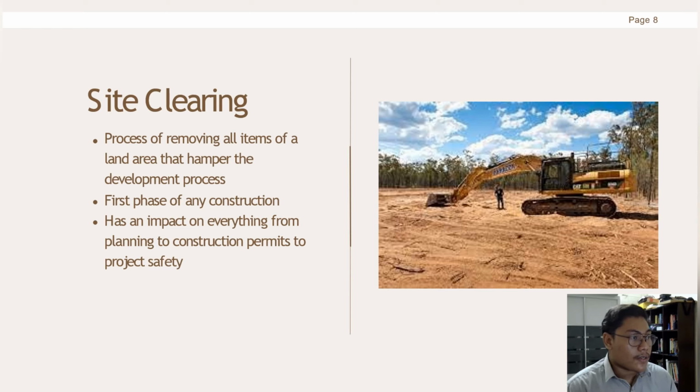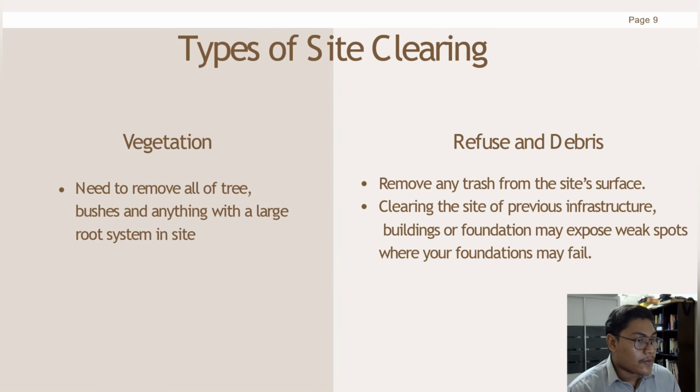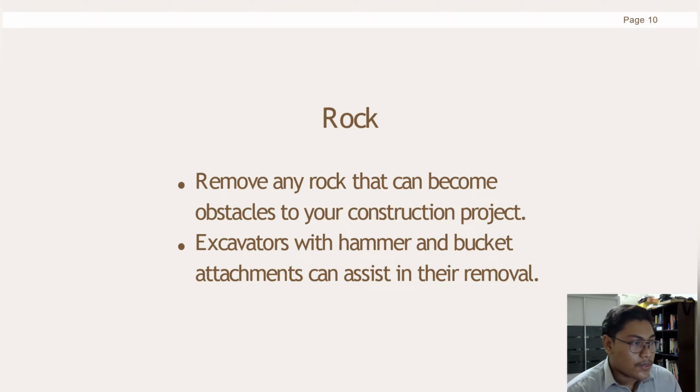Site clearing is a process of removing all items of a land area that hamper the development process. It is actually the first phase of any construction. So, types of site clearing. First, vegetation, where we need to remove all trees, bushes, and anything with a large system inside. Second, refuse and debris, so we have to remove any trash from the site surface. Basically, we also have to remove any rock that can become an obstacle to your construction project.